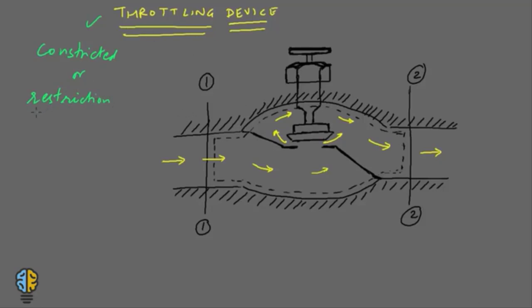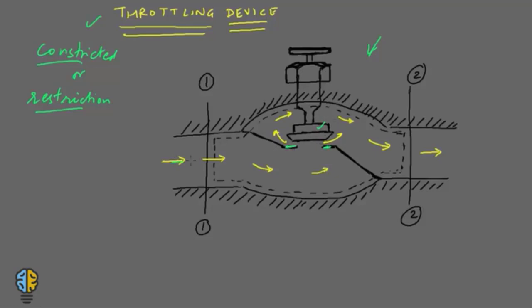So what kind of a passage is a restricted or a constricted one? If you look at this diagram over here, this is a partially opened valve. So this is the valve and it is partially open. So this is the valve seat and it is partially opened.